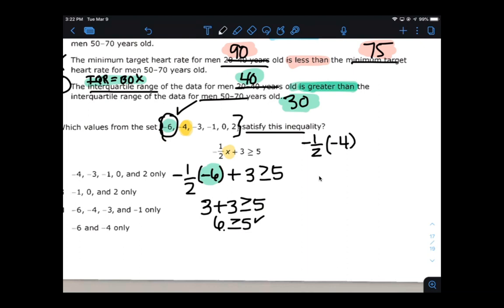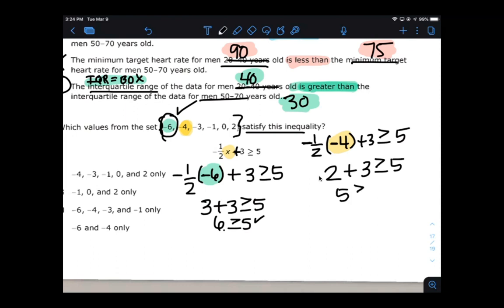And then we have plus 3 is greater than or equal to 5. So here I need to think, okay, how much is 1/2 of 4? It's 2. And then negative times a negative is positive. So 2 plus 3 is greater than or equal to 5. And then 2 plus 3 is 5.